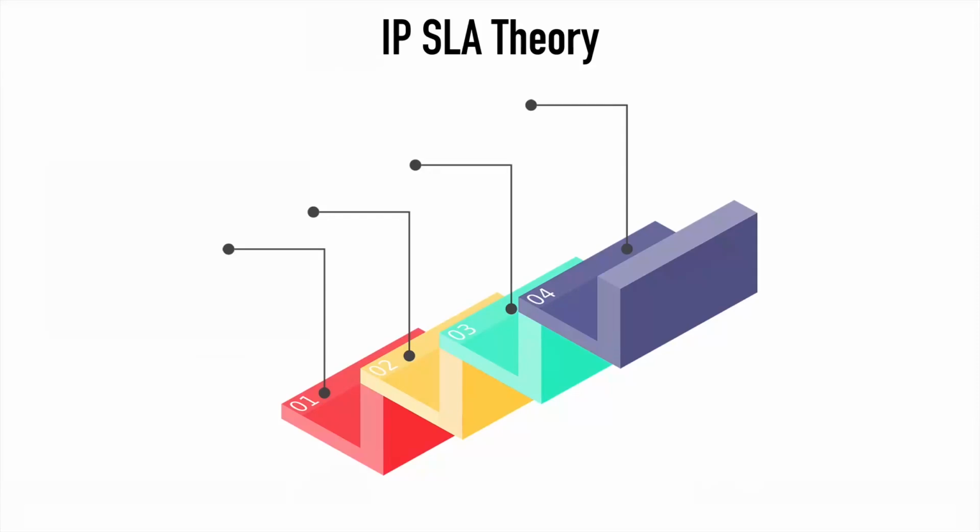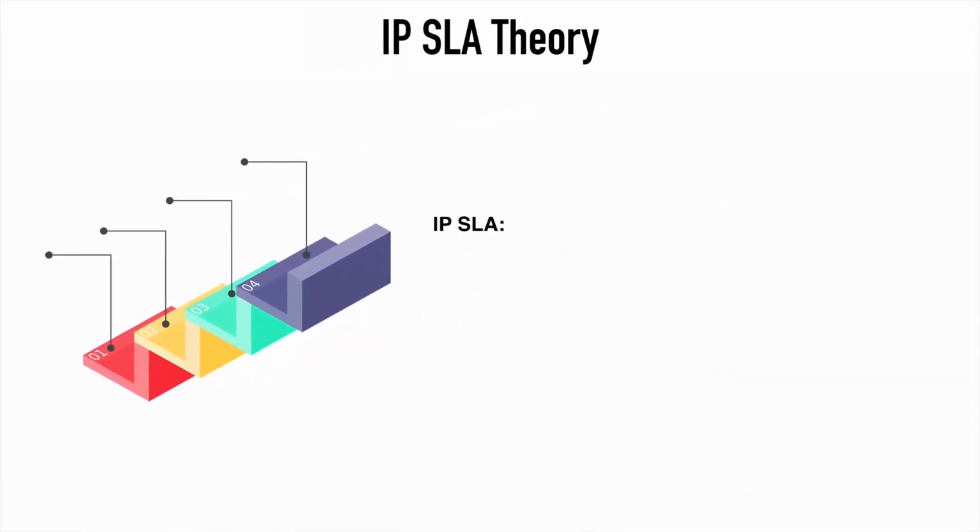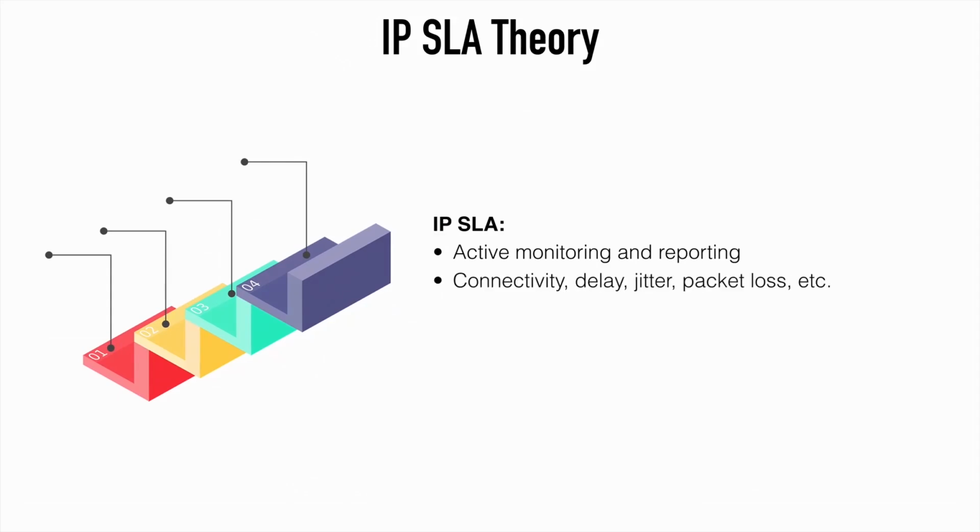IP SLA, or IP Service Level Agreements, are a feature built into Cisco's IOS that provides a way to monitor network performance. This is an active method for monitoring and reporting, as it has the ability to report on our traffic in real time. Metrics that IP SLA has the ability to report on include basic connectivity, delay, jitter, packet loss and sequencing, response time, and much more.